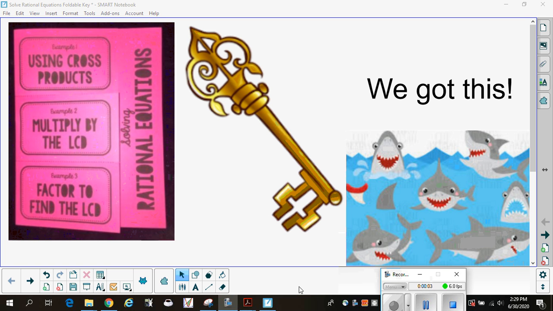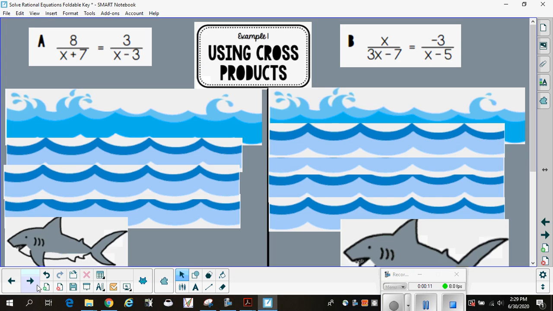Today, we're going to work on our solving rational equations foldable. We've got this. First, you should have your foldable in front of you, and we're just going to work through each one of these examples. The first set is using cross products. If you have a fraction equals a fraction, you can simply cross multiply.